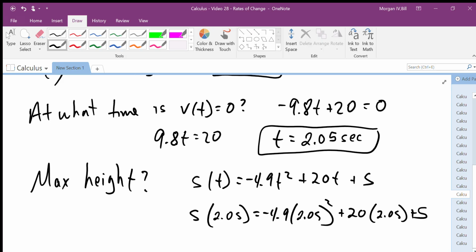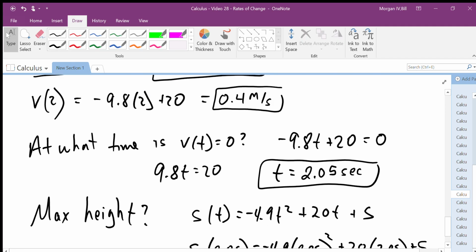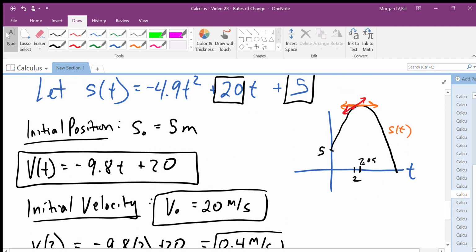Okay, that was long and drawn out, but I got 25.4. 25.4, it's a max height, so meters here. Right, so the max height up here, somewhere about 25.4 meters.